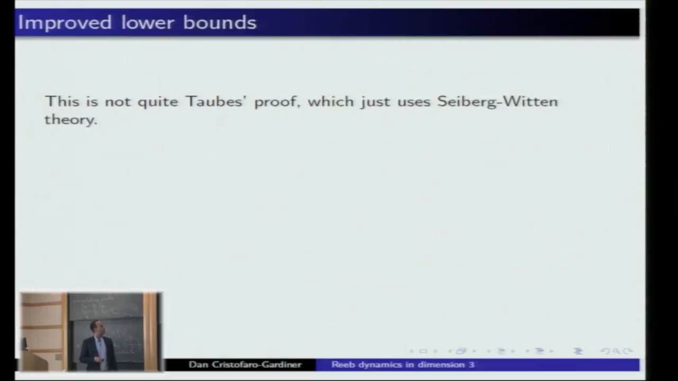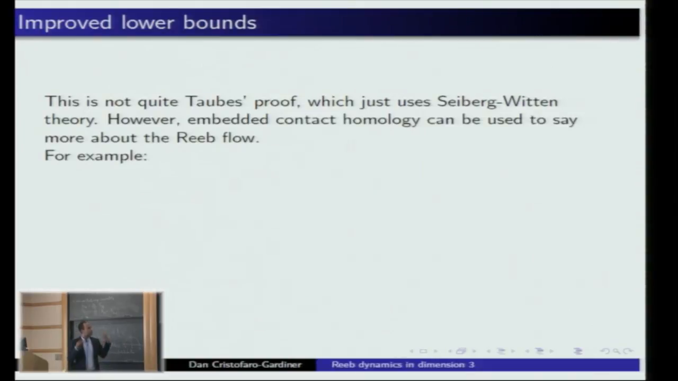So now, a strange thing about my presentation is that this isn't actually Taubes' proof, which just uses Seiberg-Witten theory. So you might ask, why did I bother to waste your time? You're all important people. Why didn't I just explain Taubes' proof? Well, there's a reason for this, which is that this circle of ideas can be used to say more about the Reeb flow. And that's what I'm interested in.